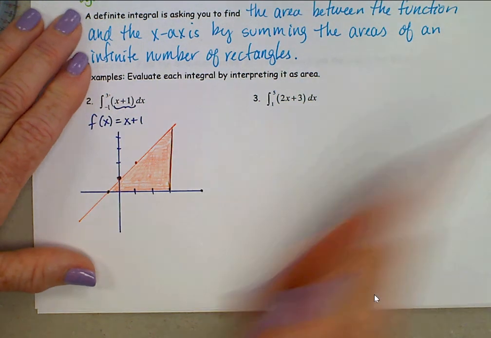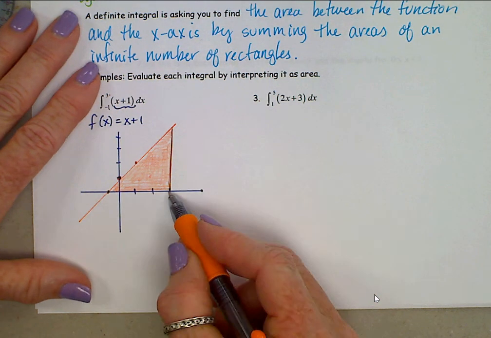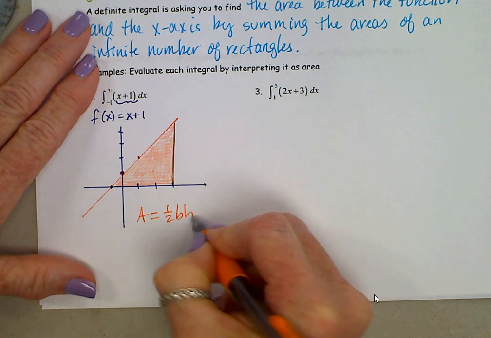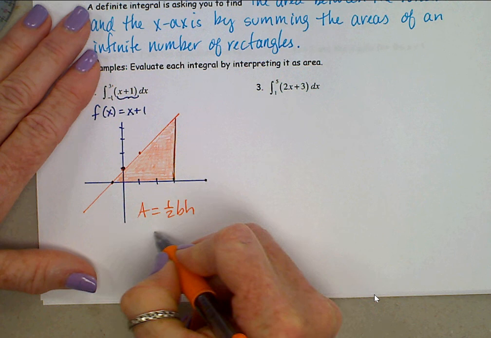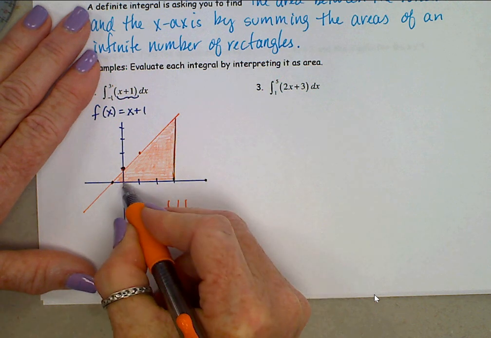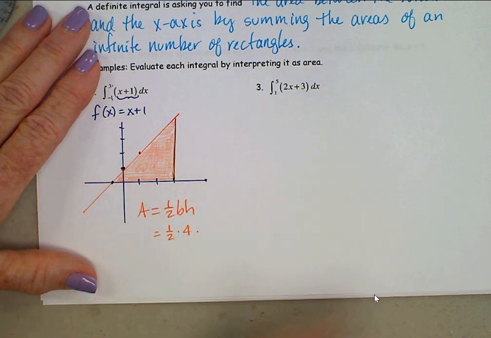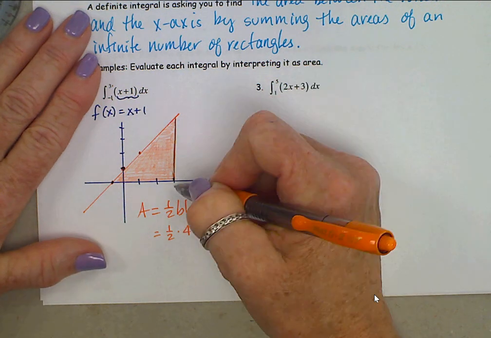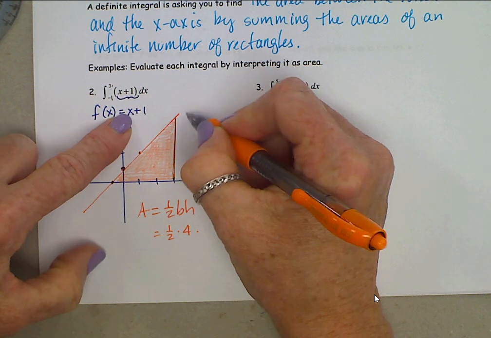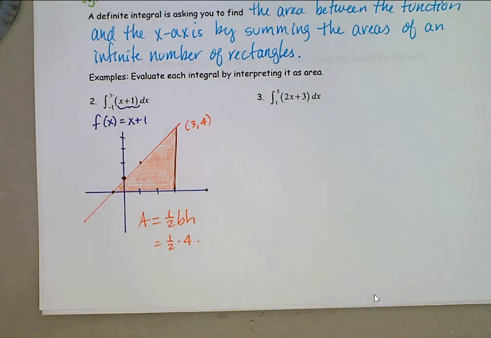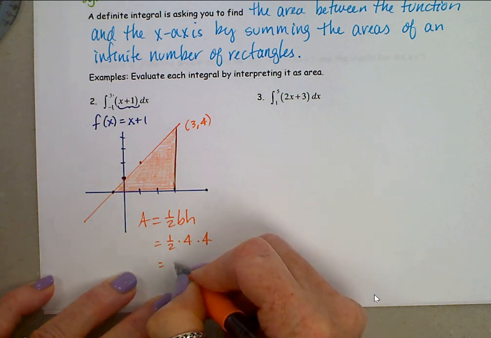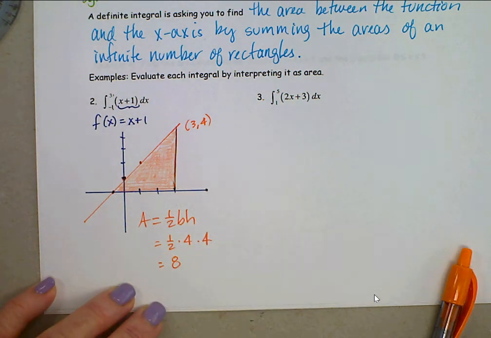Well, there's no reason to draw rectangles here to figure out this area because we see a right triangle, and we can use the area as 1/2 base times height. Base, clearly 1, 2, 3, 4. Height, if you are accurate in your drawing, you can count, or you can recognize that when you plug 3 into this function, that y value there is 4, so the height is 4. 1/2 of 4 times 4 is 8. So the value of that integral is 8.